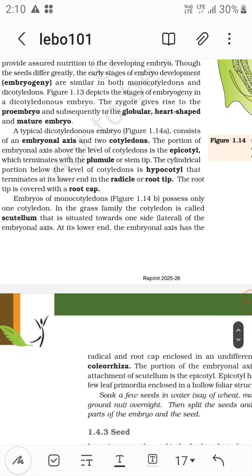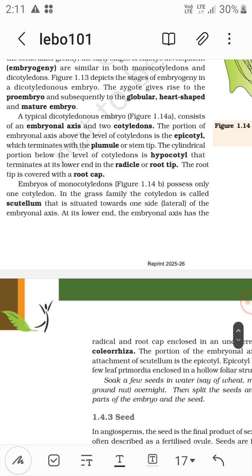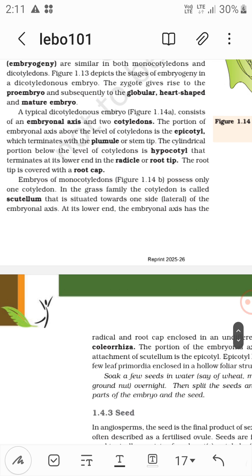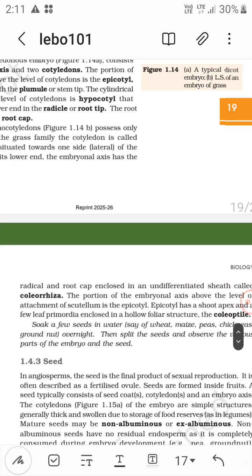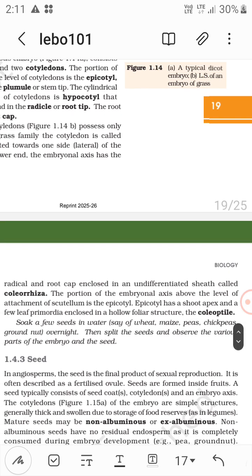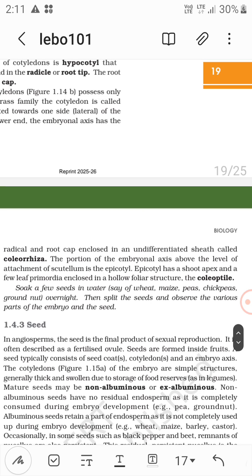The embryos of monocots possess only one cotyledon. In the grass family, the cotyledon is called the scutellum, which is situated towards one side, that is lateral, of the embryonal axis. At its lower end, the embryonal axis has the radicle and root cap enclosed in an undifferentiated sheath called the coleorhiza. The portion of the embryonal axis above the level of attachment of the scutellum is the epicotyl. The epicotyl has a shoot apex and a few leaf primordia enclosed in a hollow foliar structure, the coleoptile.